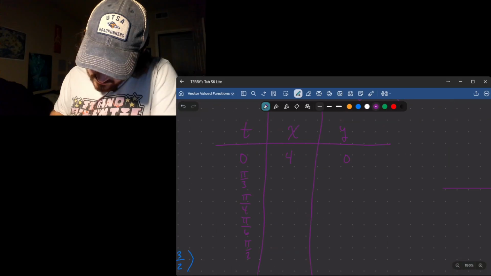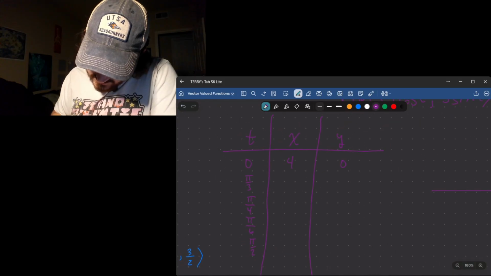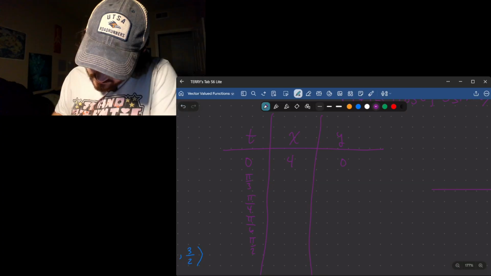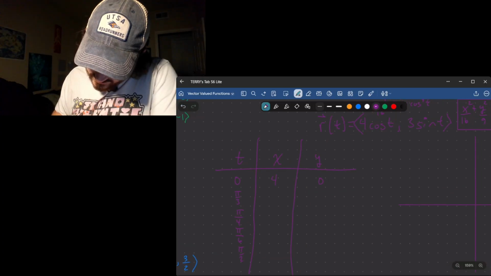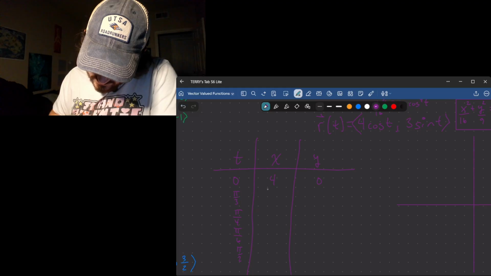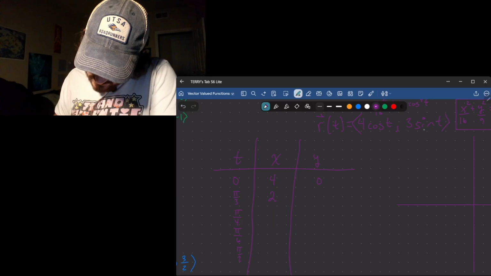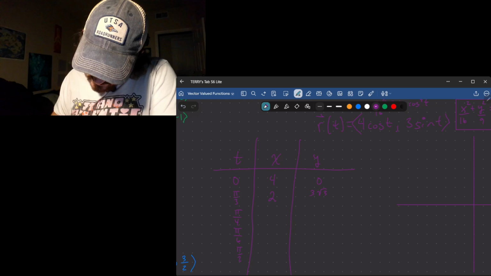Okay, so like we were talking about, we're going to keep solving this out. When we plug in pi thirds, this is where cosine is at 1/2. Now we have times 4, so 1/2 times 4 is just going to be 2. And then we can do the same thing with sine. So we're going to get root 3 over 2 times 3, so we get 3 root 3 over 2.